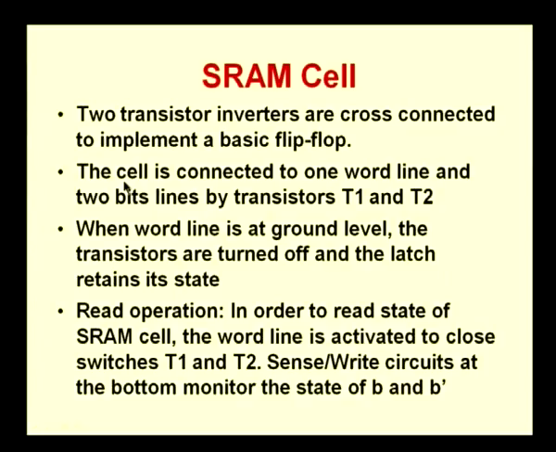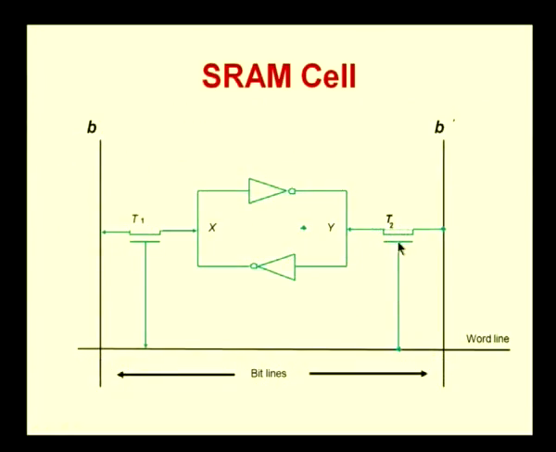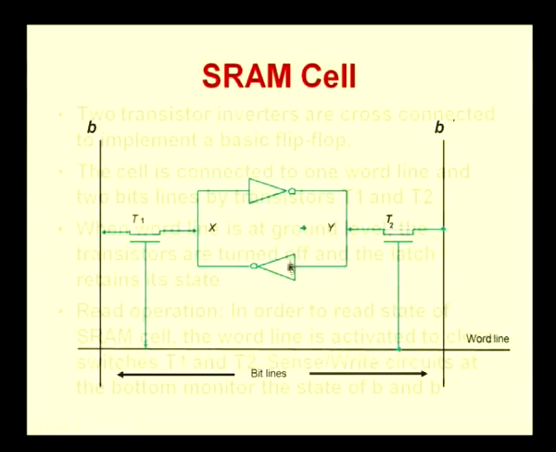As you can see, the cell is connected to a word line and to 2 bit lines by the 2 transistors T1 and T2, and the word line is at ground level. The transistors are turned off and the latch retains its state. The word line is connected to the gate of the transistors, and when it is at ground level these two transistors are turned off, and so whatever data is stored inside this flip flop, the simple circuit which can store that information, is retained.